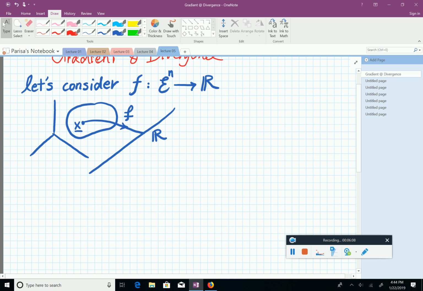What example did I at the end tell you about? Density. That's a classic example of that.